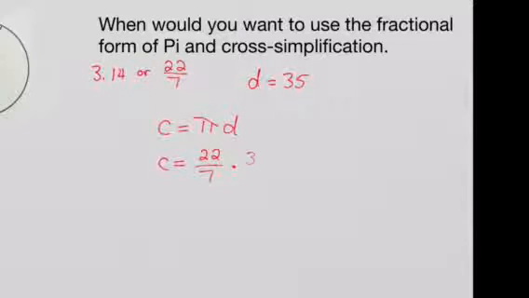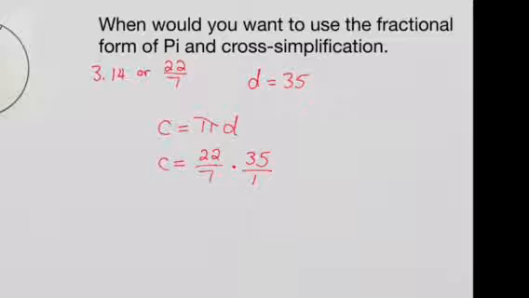Remember, we're going to be multiplying this, so I'm going to write 35 there. Now, when we have a fraction, we must use other fractions to multiply with it. The way you turn any whole number into a fraction is that you simply put it over 1. So I have 22 over 7 times 35 over 1. Now what I can do is I can cross simplify.